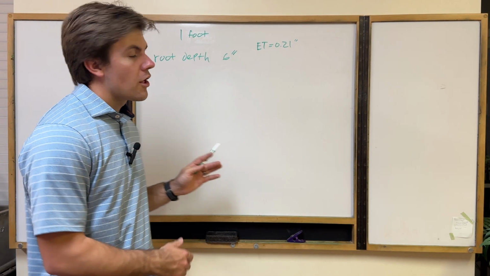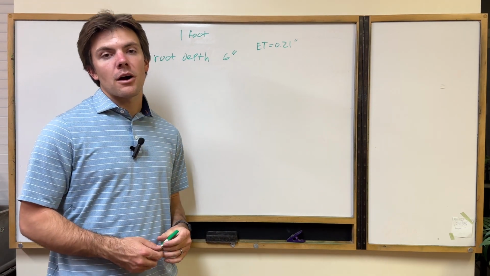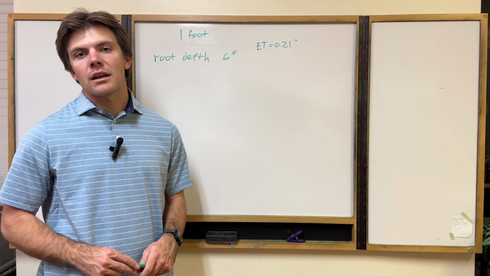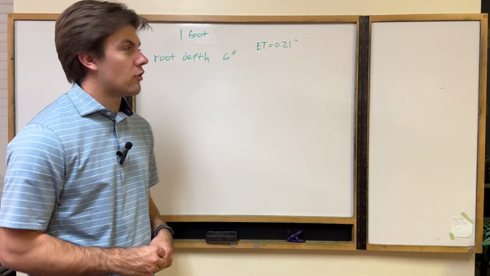We're going to do what's called the rule of halves, and I'm going to talk about the rule of halves and something called MAD water and plant available water. We're going to go over all of that right now.